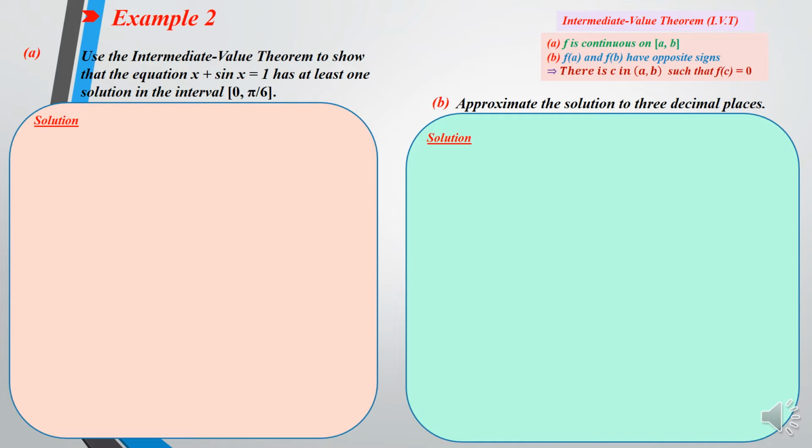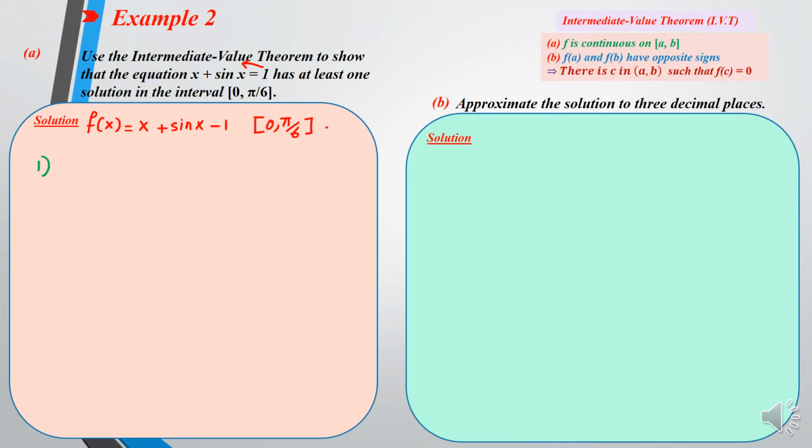Now in example 2, you have to use the intermediate value theorem to show that x plus sine x equals 1 has at least one solution in the interval from 0 to pi over 6. So you have to move everything to the left hand side to get the function f of x. So f of x equals x plus sine x minus 1, and the interval is 0 to pi over 6.